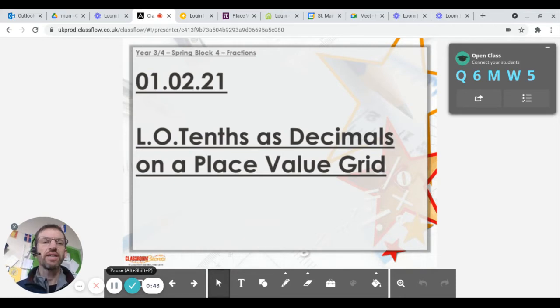Okay, everybody's back. So could you write down the date and the learning objective, please, for today's work? Find a new page in your book, write down the date and learning objective: tenths as decimals on a place value grid. So we're going to learn about tenths as decimals on a place value grid. Pause the video to write that down now.